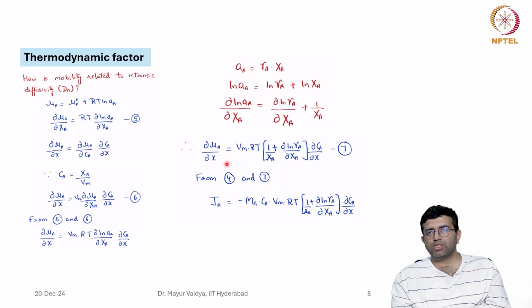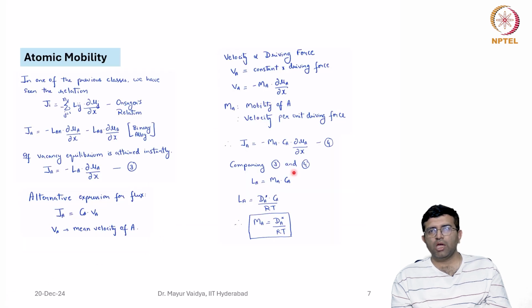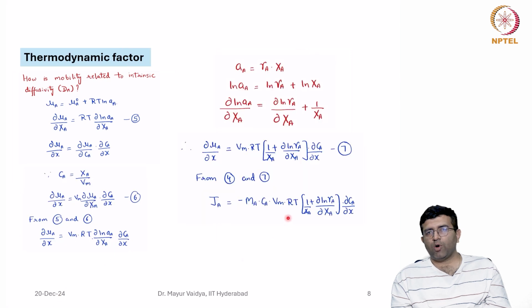Now, you get this expression. If you see from equation number 7 and equation number 4, where in equation number 4 you had J is equal to minus Ma into Ca into dou mu A by dou x, I replace this dou mu A by dou x here, and what I get is J is equal to minus Ma into Ca into Vm into RT into 1 by Xa plus dou ln gamma A by dou Xa into dou Ca by dou x.